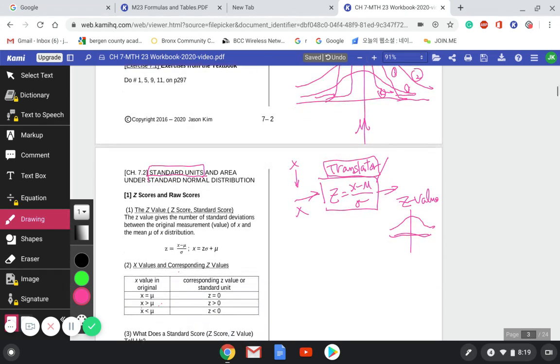But at this level, what you just need to know is that when you get input data, you don't use that as it is to get probabilities. What you do is translate that into a z value, and once you get a z value, you use that in table number 3 to find the probabilities.